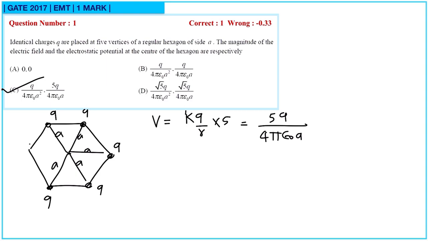Now if there was one more charge present at this point, then the electric field at the center would have been 0, but it is not there. So we can say that the electric field for these 5 charges will be equal to the electric field due to this one charge, and that is equal to 1 upon 4 pi epsilon naught q by r square. So here it will be a square. So that will be the formula for electric field. So option C is correct here.